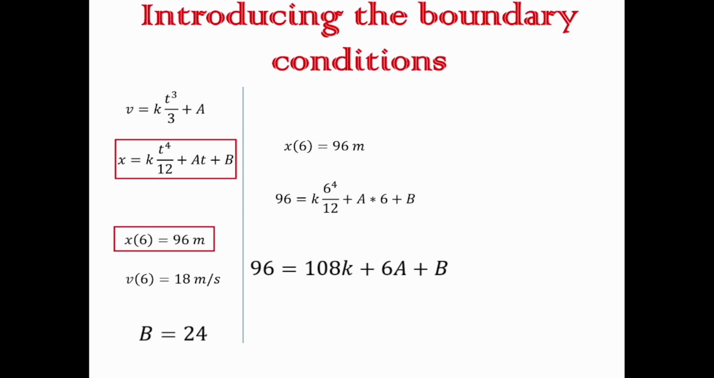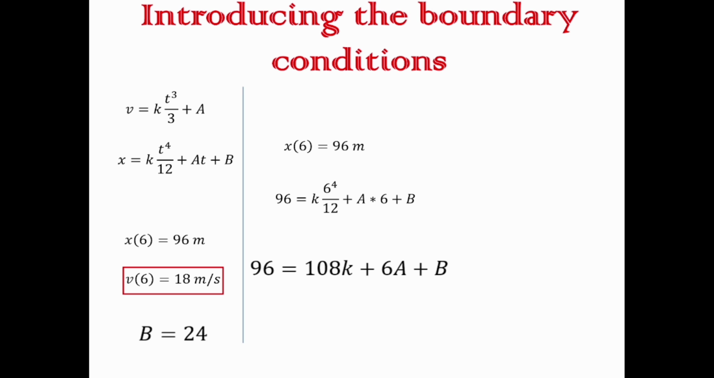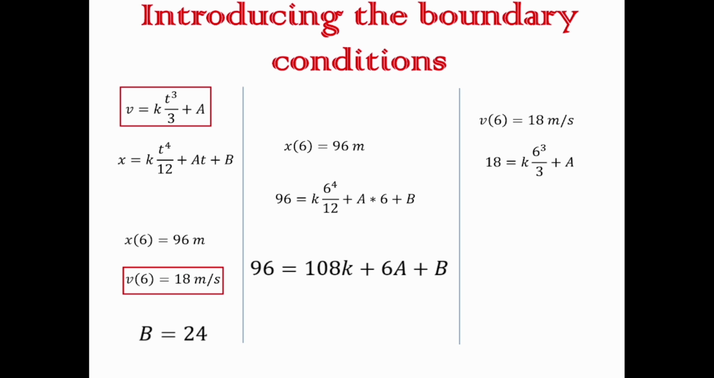And next we would want to consider the other condition that was given to us: the velocity when time is 6 seconds, which is 18 meters per second. If we introduce that into our equation for velocity, v is equal to kt cubed over 3 plus A, we have that 18 is equal to k times 6 raised to the power 3 over 3 plus A. And if you simplify that, you have 18 is equal to 72k plus A.